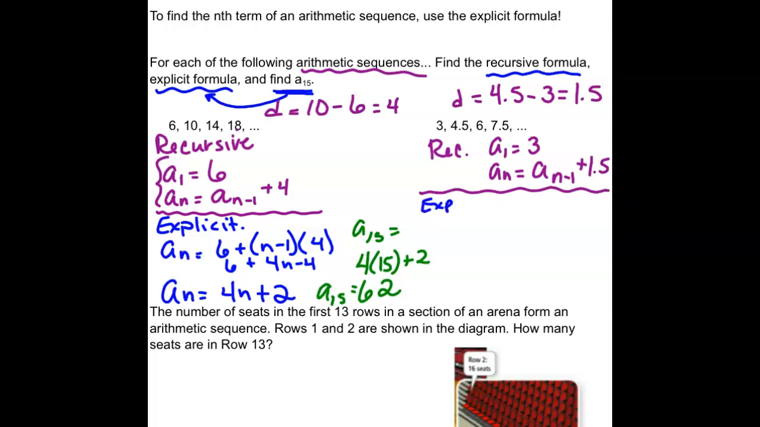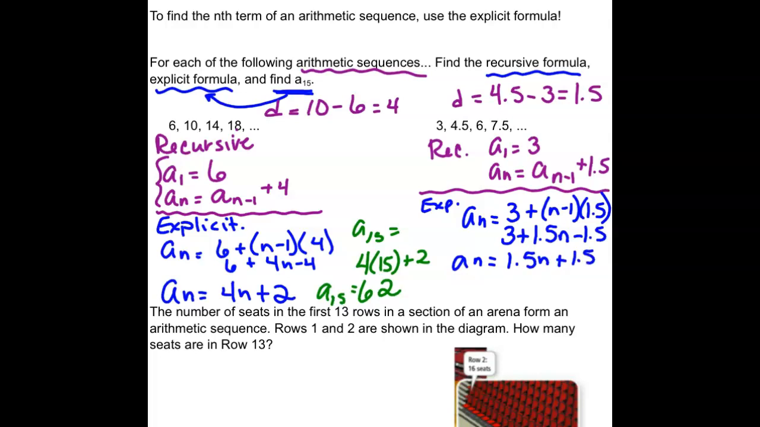My explicit rule says the nth term will take my first term, which is a 3, and add n minus 1 of these common differences, 1.5. So distributing, we've got 3 plus 1.5n minus 1.5. And then combining like terms, we have 1.5n plus 3 minus 1.5 is 1.5. All right, now find the 15th term. 1.5 times 15 plus another 1.5, and we end up with 24.